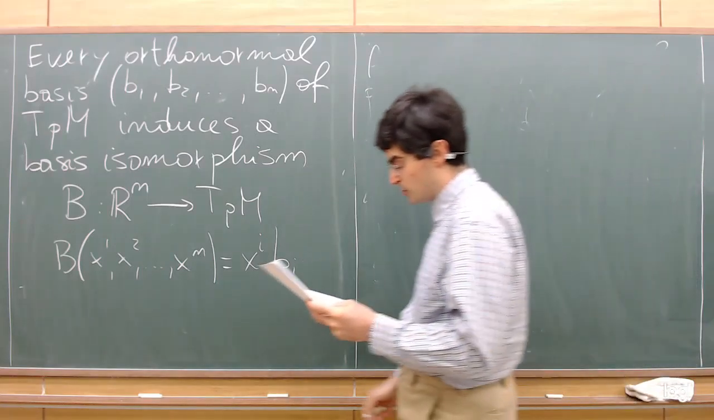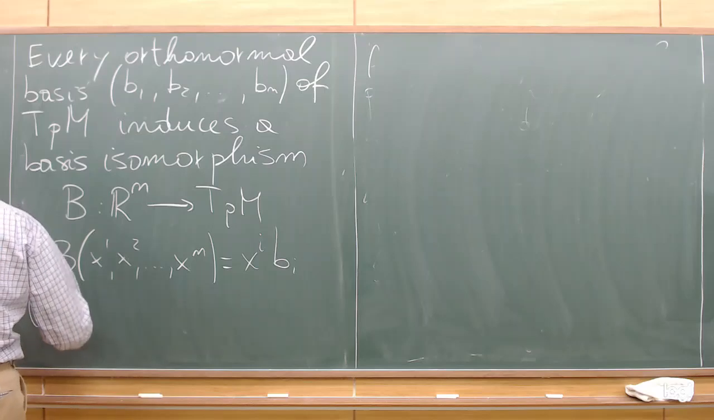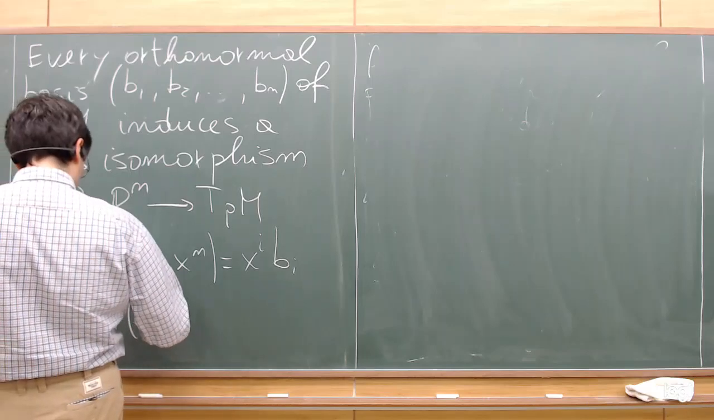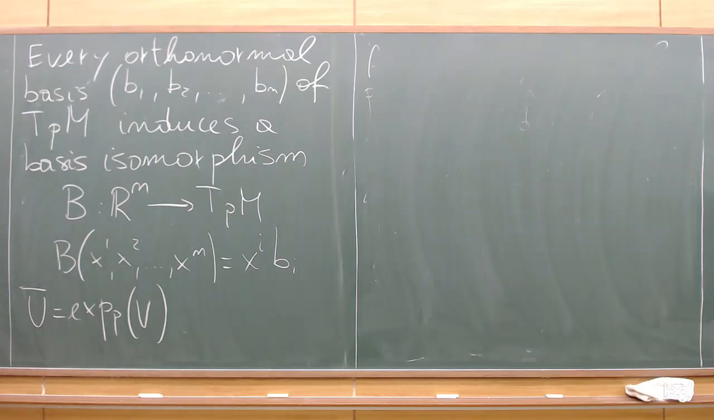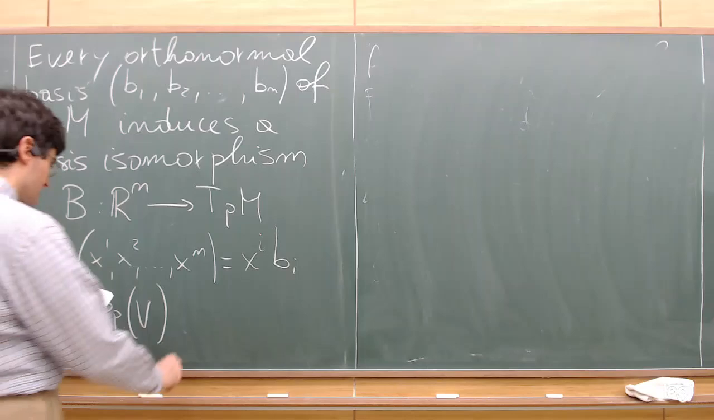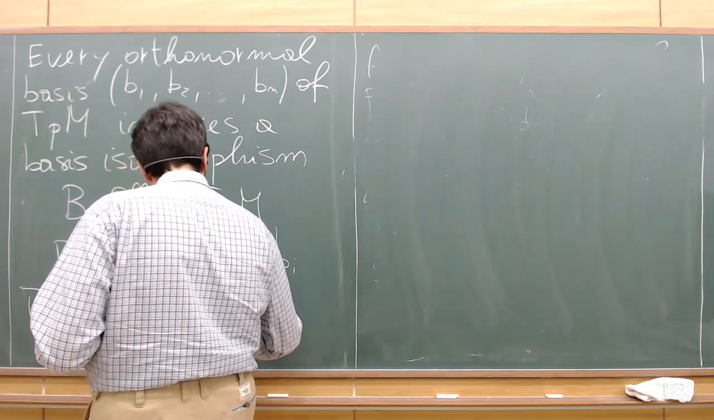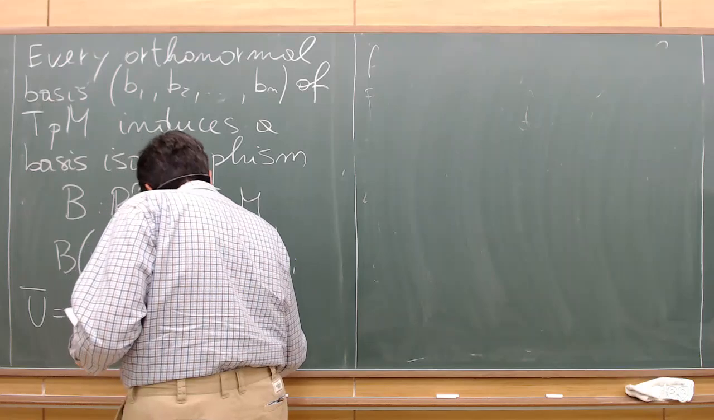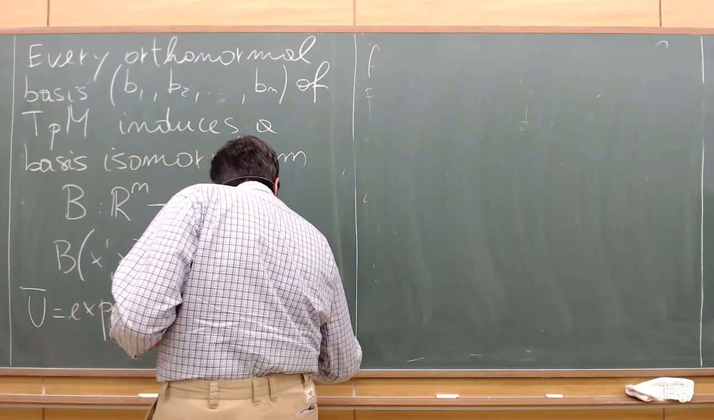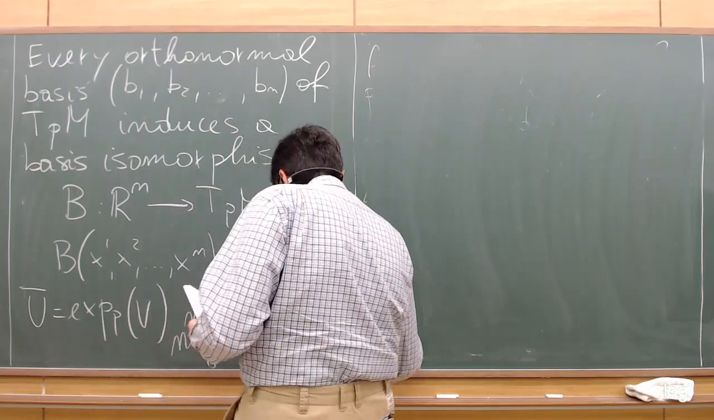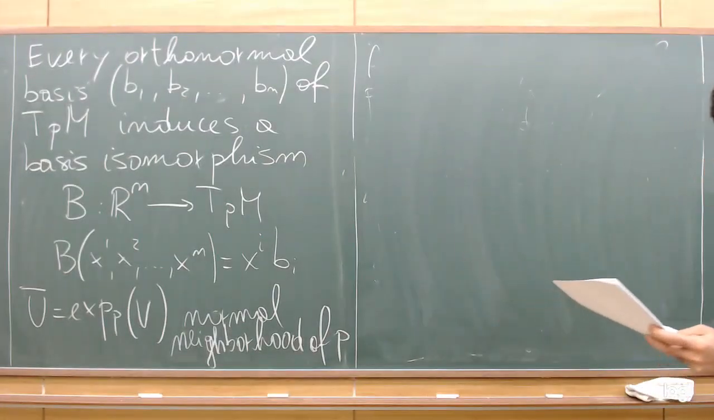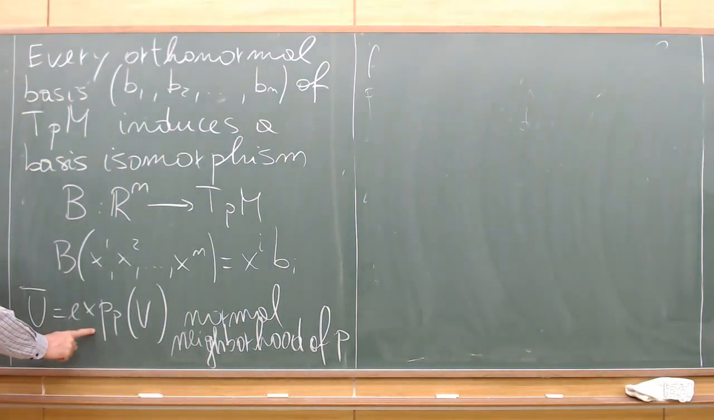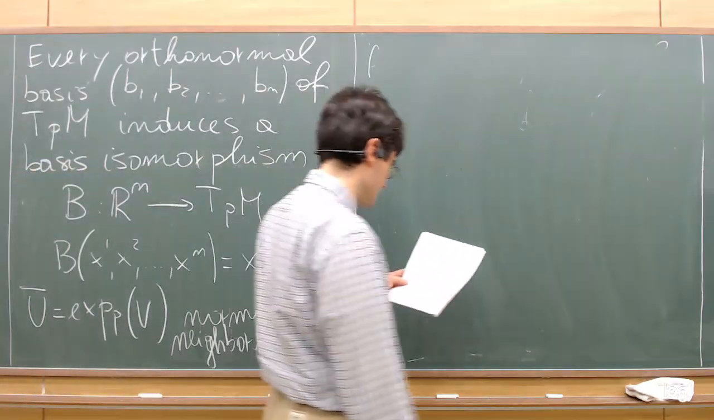Now we suppose that U equals the image by the exponential map of V. This is a normal neighborhood of P, and then we can combine this map with B in the following way.